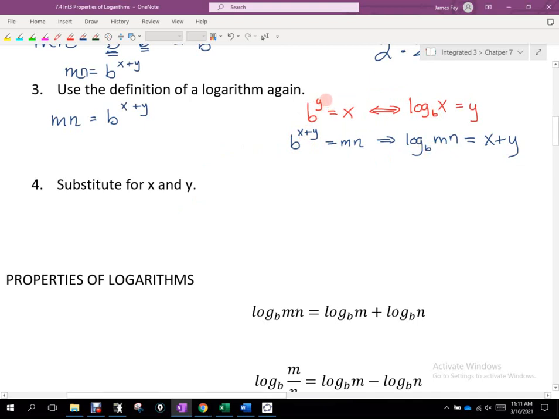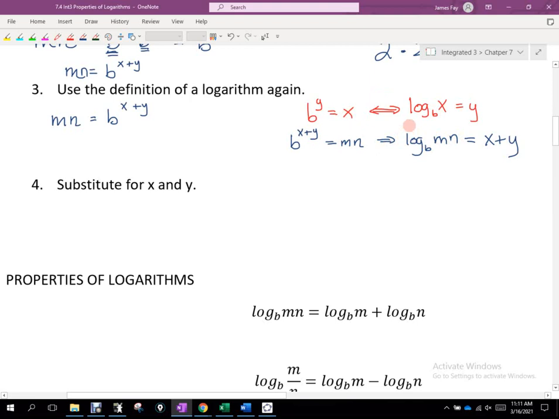The y here goes on the other side of the equal sign up here. So what's the y relate to up here? The x plus y. So the x plus y goes on the other side of the equal sign. The x, where does it go? It goes right here in the logarithm. And that x relates to mn, so mn should go right here in the logarithm.